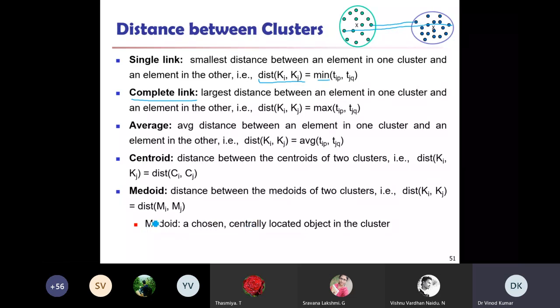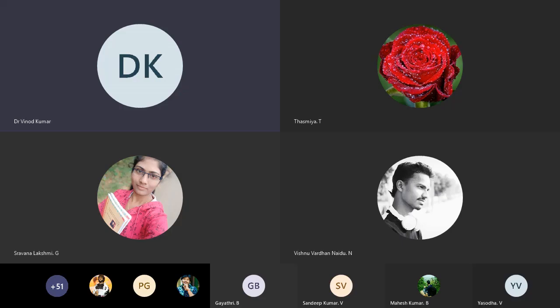Next, the average: the average distance between an element in one cluster and an element in the other cluster. So you will take the average. Suppose I came up with this as an average, so I will take this distance and calculate it. This is called the average linkage: the average distance between an element in one cluster and an element in the other.